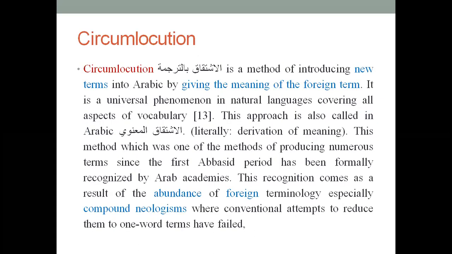Now reaching the circumlocution strategy. This strategy means الاشتقاق المعنوي in Arabic, or derivation of meaning. What is meant by derivation of meaning? We derive the meaning from the meaning only.